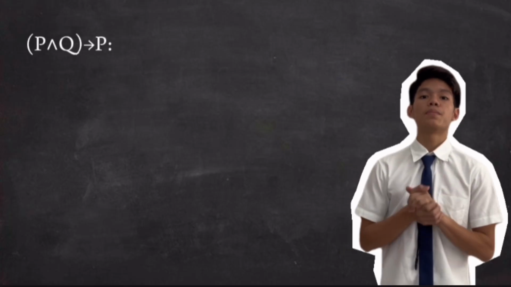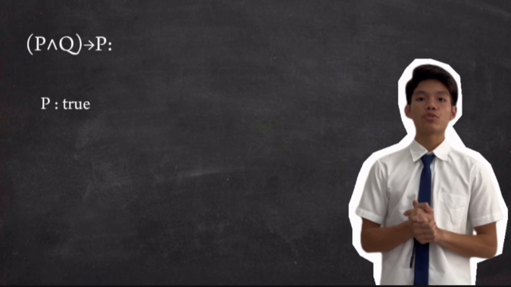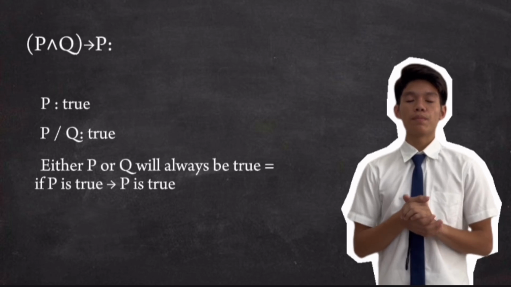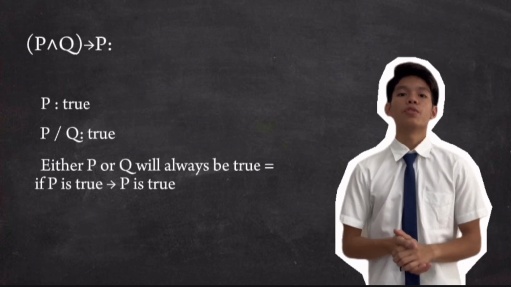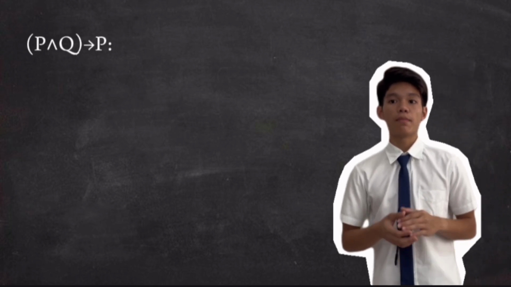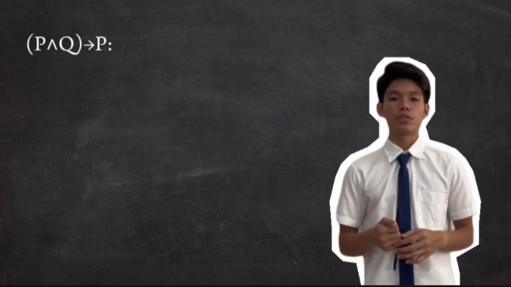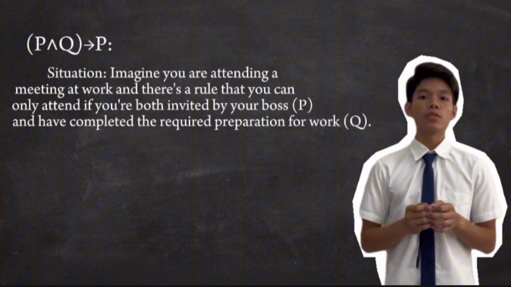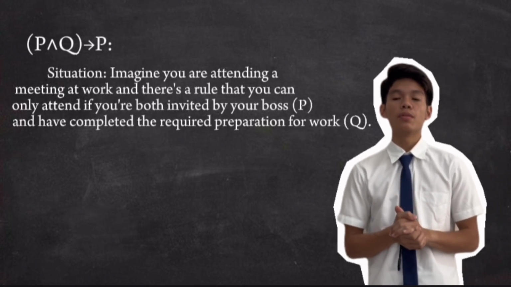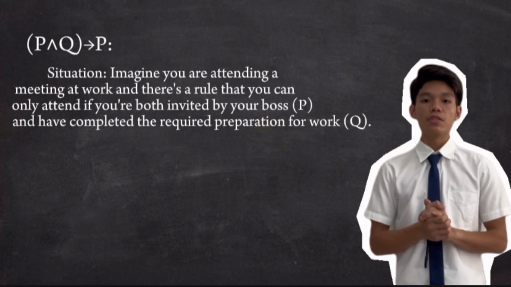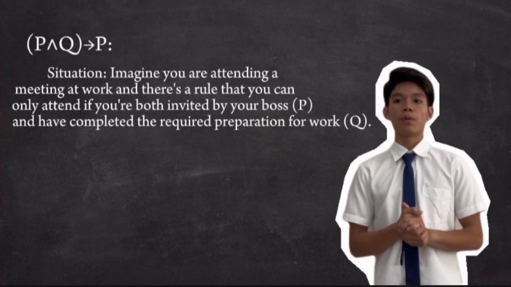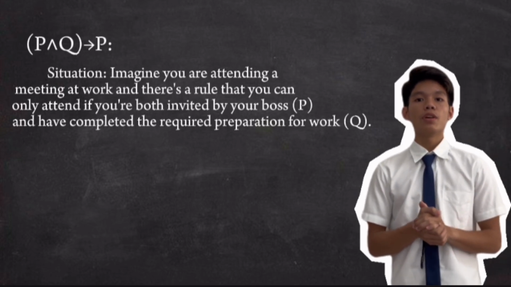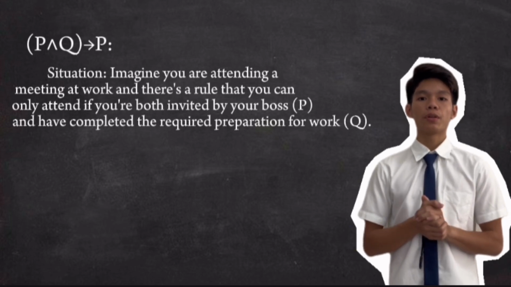P and Q implies P. This expression states if P and Q is true, then P is true. Since P is true whenever P and Q is true, this is always true. To have a deeper understanding about this expression, I have here a situation. Imagine you are attending a meeting at work, and there's a rule that you can only attend if you're both invited by your boss, which is P, and you have completed the required preparation work, which is Q. P, you're invited to the meeting, and Q, you have completed the required preparation for work.